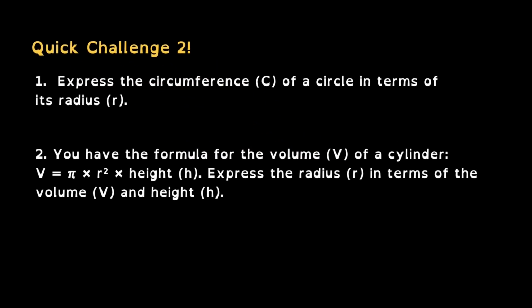Number 1. Express the circumference of a circle in terms of its radius. Number 2. You have the formula for the volume of a cylinder. V equals pi r squared times height. Express the radius r in terms of the volume v and the height h. Feel free to pause this video and provide your answers.